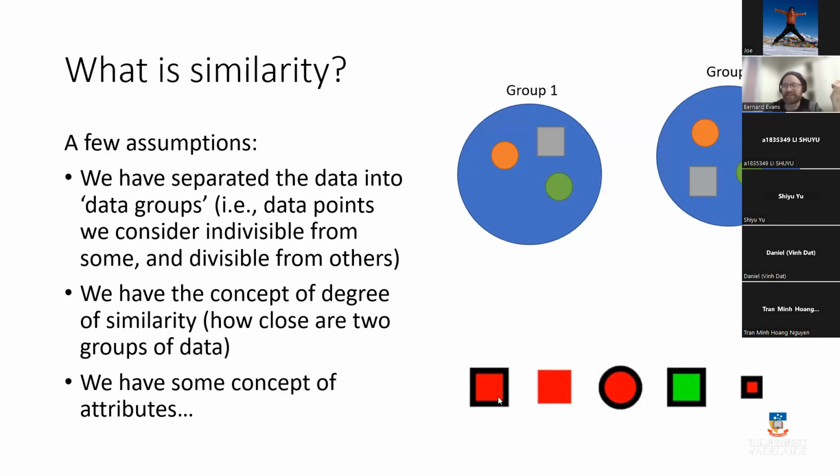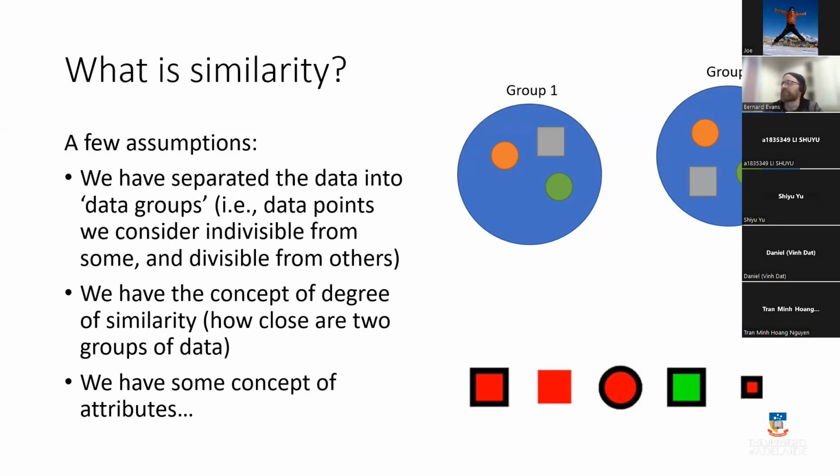So one is the red square with the black border. One is the red square. One is the red circle with a black border. One is the green square with a black border, and the other one is the little square with a black border. Does anyone have a guess? Which of these is the odd one out? 1 and 5. Oh, well, that's interesting. 1 and 5. That is an interesting guess.